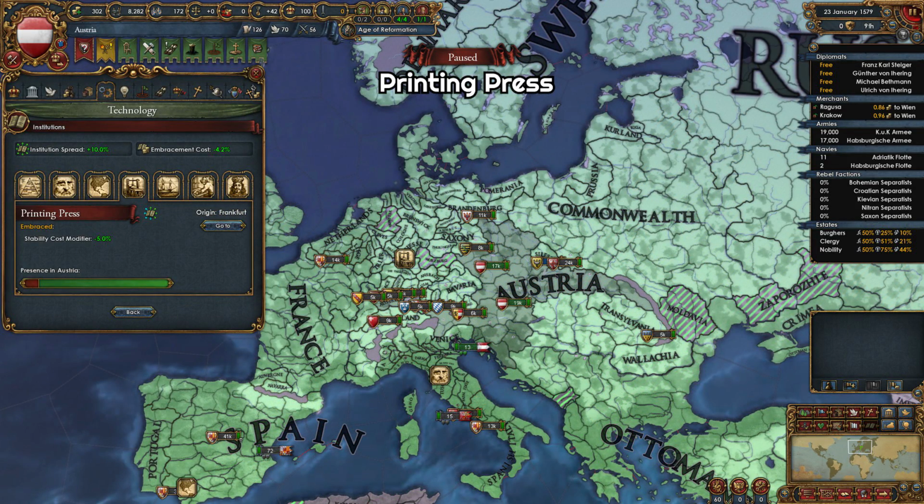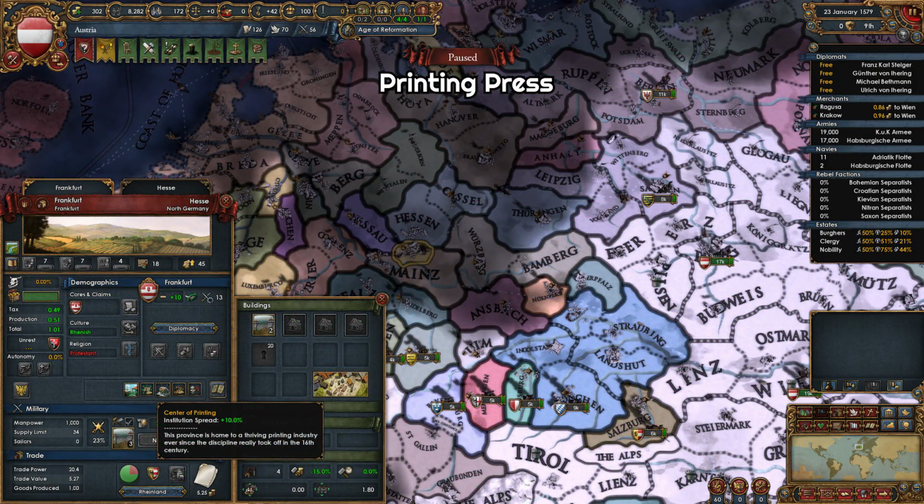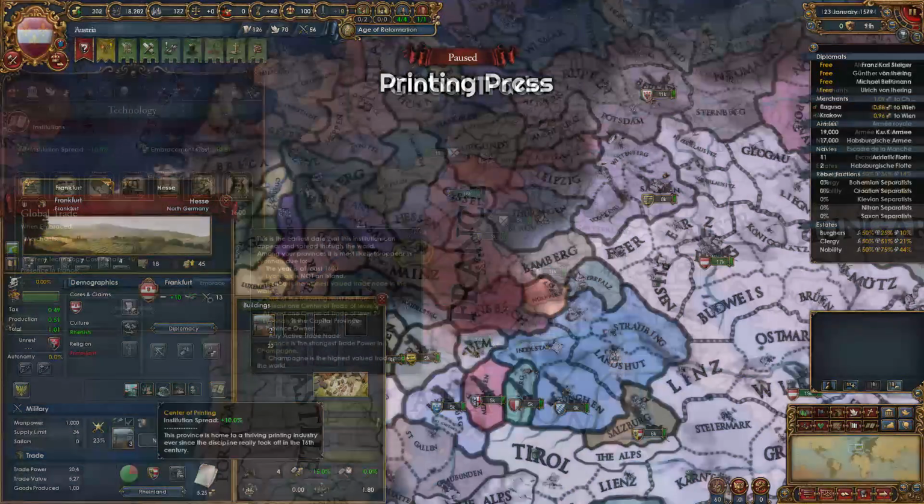Printing press has some extra spread modifiers. It will spread faster if the province or the owner is Protestant, Reformed, or Anglican. There is an extra modifier when you hit Diplotech 15, so if you happen to be around whichever nation spawned printing press, you usually don't need to develop it. But if you're far from it and you are not Protestant, Reformed, or Anglican, you will have to develop it on your own. Once you embrace printing press, you get a 5% discount to stab cost modifier, which is great. Also, the province that spawned printing press gets a local +10% institution spread modifier.